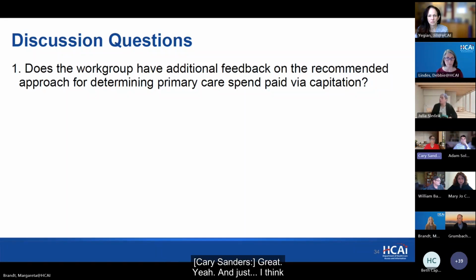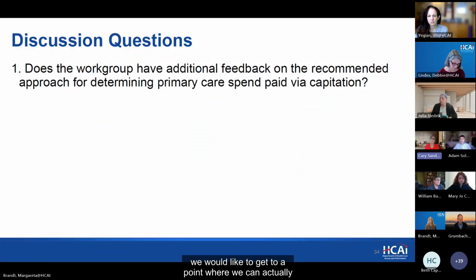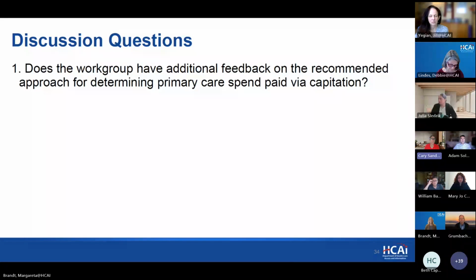Great. Yeah, and I think we would like to get to a point where we can actually look beyond just service codes to understand who's providing some of these services, what the provider types are, et cetera. I realize that may not be in the purview here, but the idea of a primary care team and others really helping to provide that care is important information that we would love to see all of us have a better handle on. Thanks.